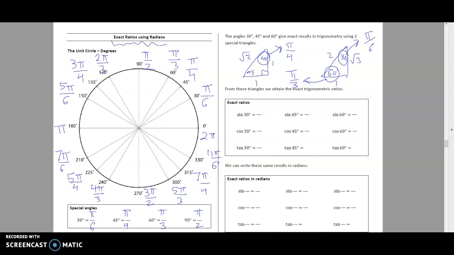So now that we can convert them, you can figure out those exact ratios both in degrees for this table and also in radians down the bottom, so you can fill those ones out. Let's have a look at the questions on the next page.